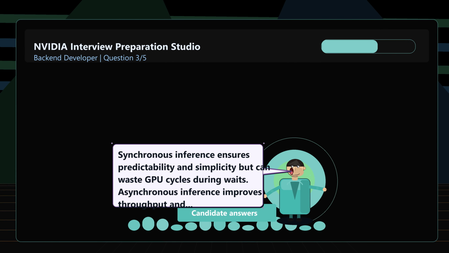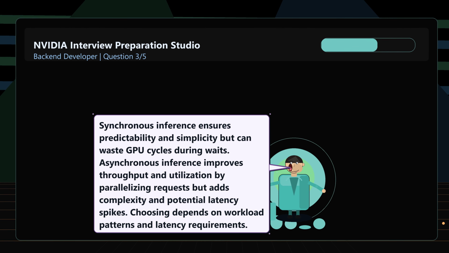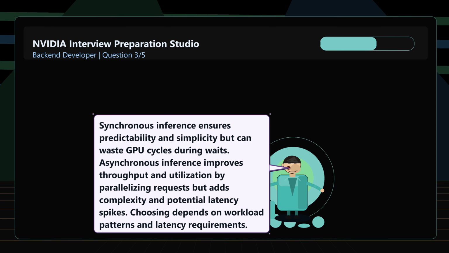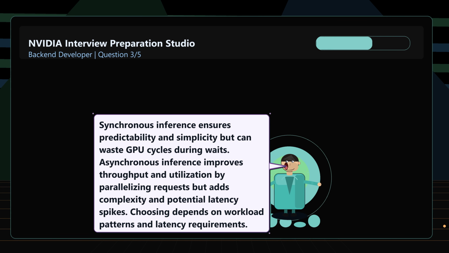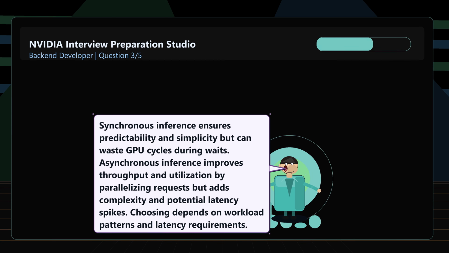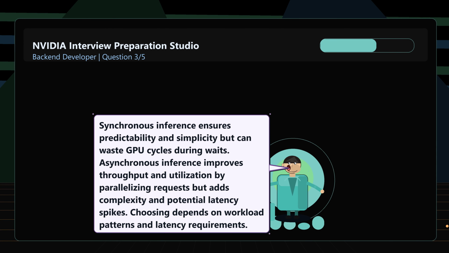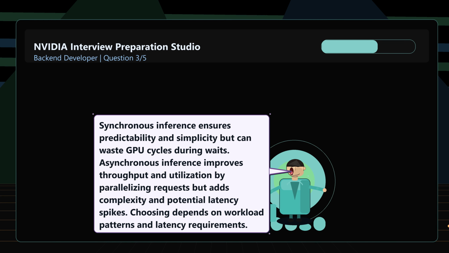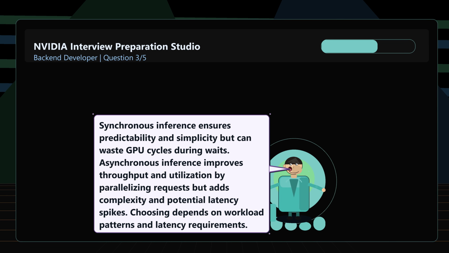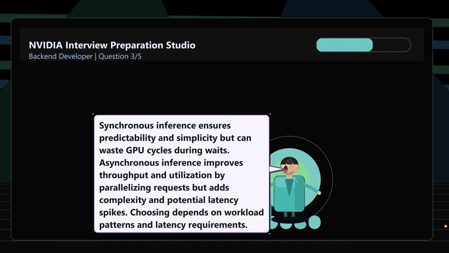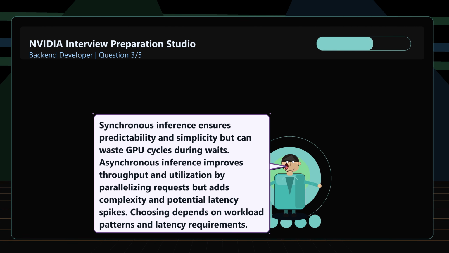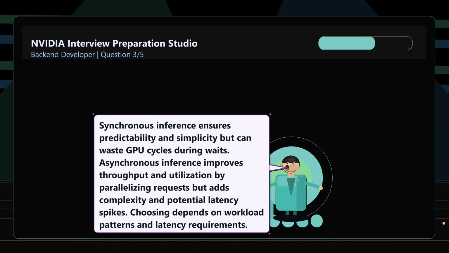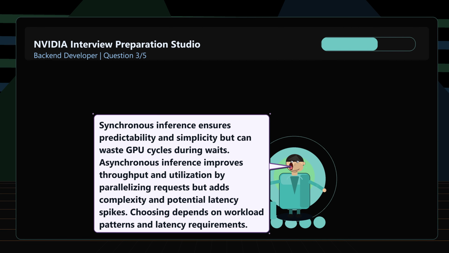In high-throughput GPU services, synchronous inference offers straightforward execution with predictable latencies but suffers from idle GPU time during request waiting. Asynchronous inference, on the other hand, queues multiple requests concurrently, maximizing GPU utilization and throughput. However, it introduces increased system complexity and potential latency variability due to batching effects.